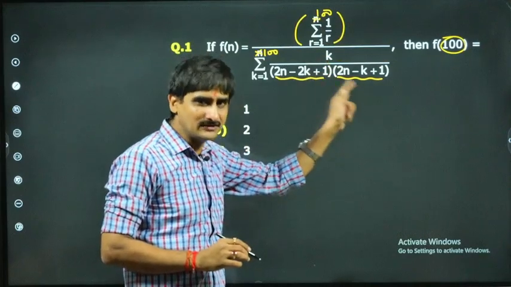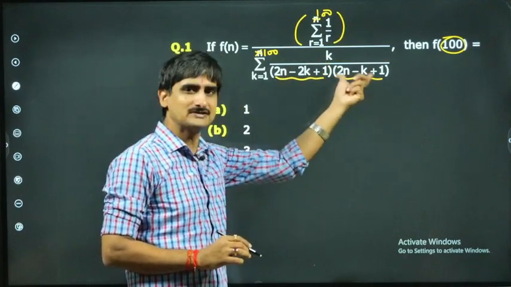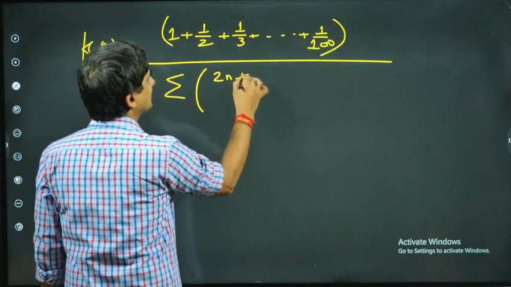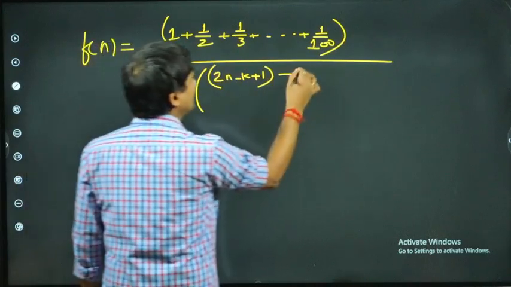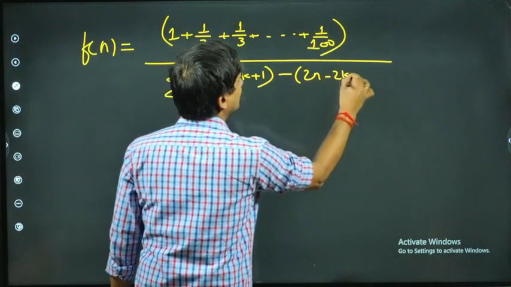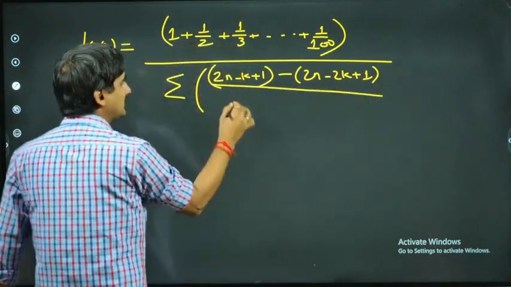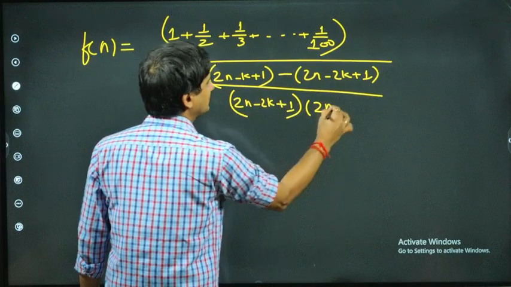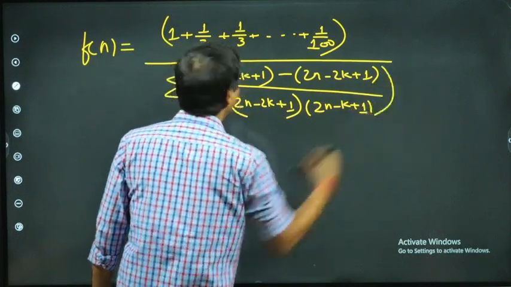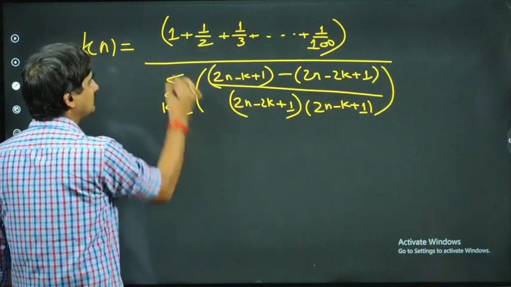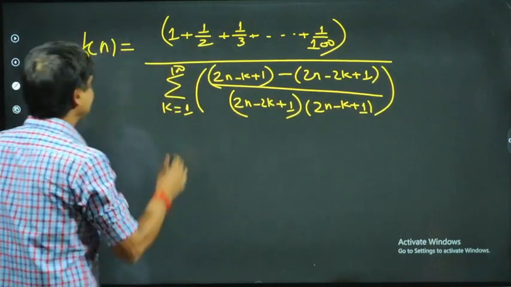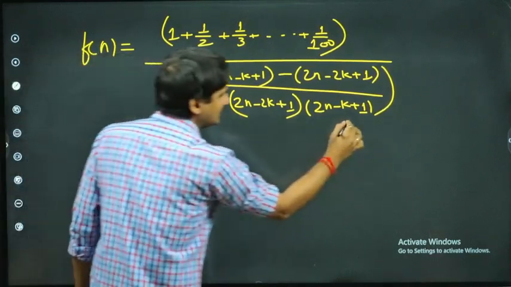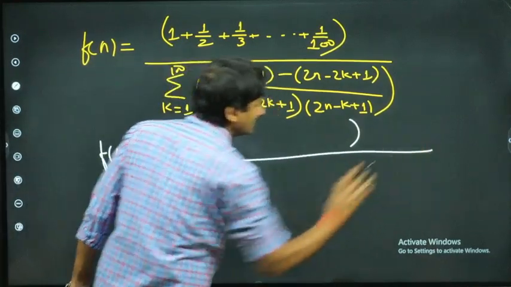So now for the denominator I will write it as summation of, okay, now let us write in the numerator the difference of these two factors. Of course this one is larger than this one, so I will write it as 2n minus k plus 1 minus 2n minus 2k plus 1. Okay, and then of course we have two factors in the denominator and we will retain both the factors there. Of course we can't do anything about it, where k goes from 1 to 100. Okay, so now what? So I will take it to 100, f of 100. Now I can't do anything related to numerator, I am leaving it as it is right now.